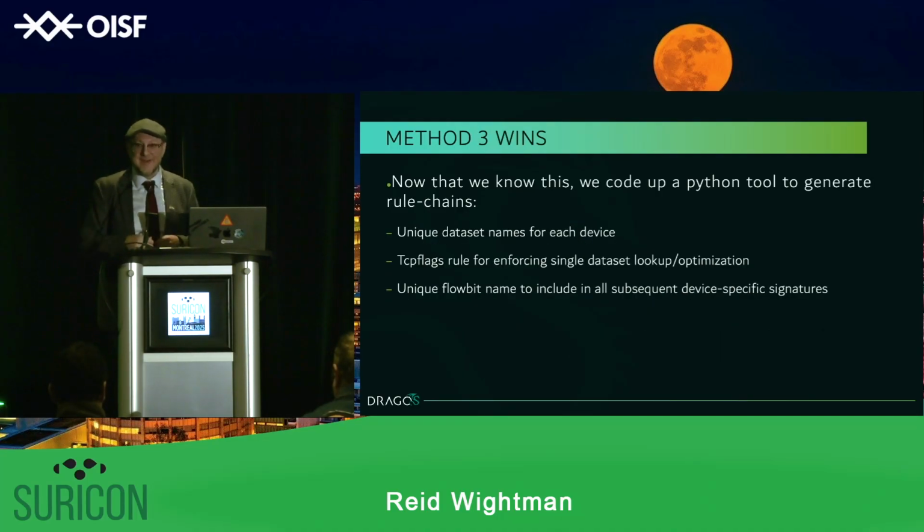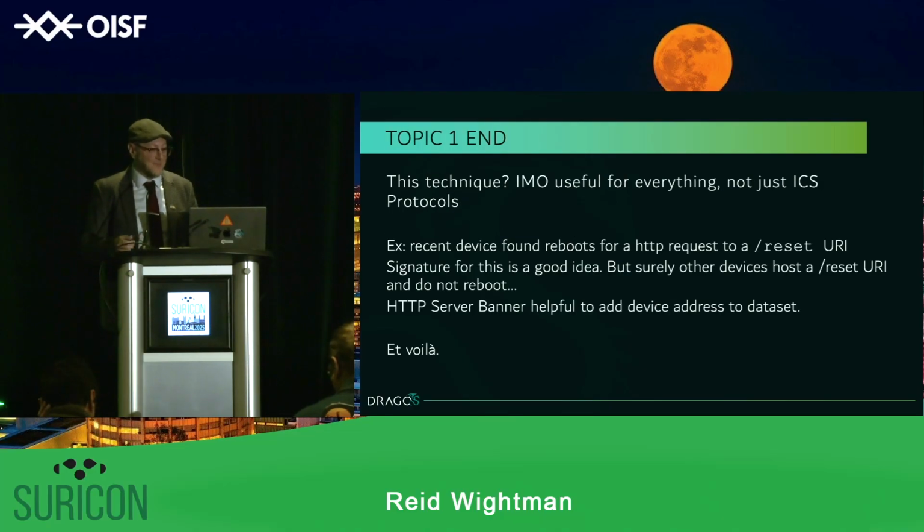Method three wins. Now I can write up a little Python code to auto generate these rule chains for me. So, if I have a fingerprintable device, this will generate the rule that assigns the device to a dataset and sets up the flowbit names for me so that they're all unique and so that they won't mess with each other. I think we've probably all experienced that kind of fun when you're doing a lot of weird stuff with flowbits. So cool. All right, I've got all that working. So that's basically topic one, right?